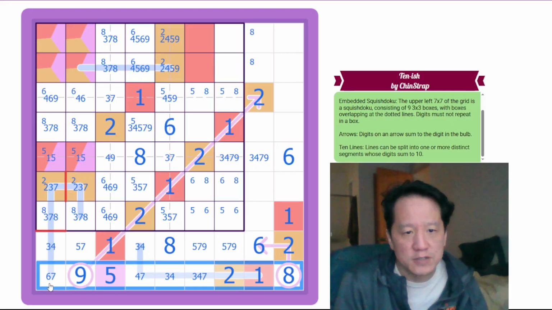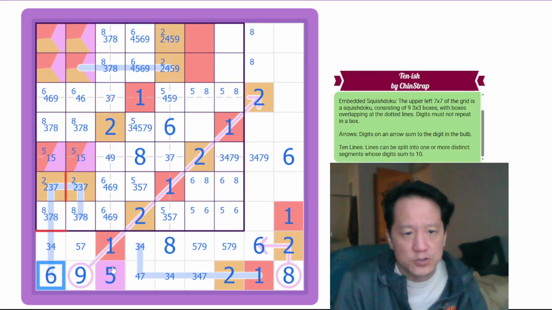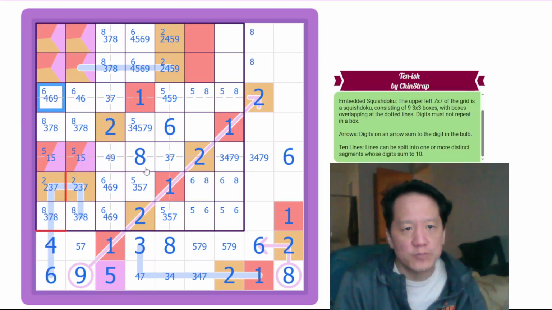Where is the 6 in row 9? It has to be here. So this must be 6 and 4 here. That forces this to be 3. So this can't be 4, 6 in column 1. That's 9, which eliminates 9 in the rest of the box. So this is 4. This can't be 4. That's 6. This 9 eliminates 9 from being here.